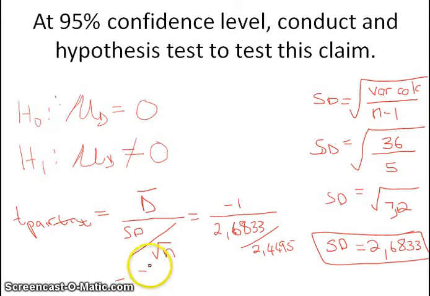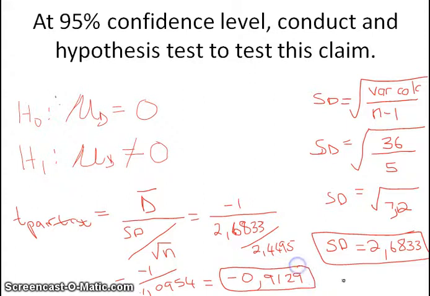When I do this calculation, the answer to my test stat that I get, in fact, let me actually first just do minus 1 divided by the answer of that is 1.0954954, and the final answer is minus 0.9129. So this would be my test stat.